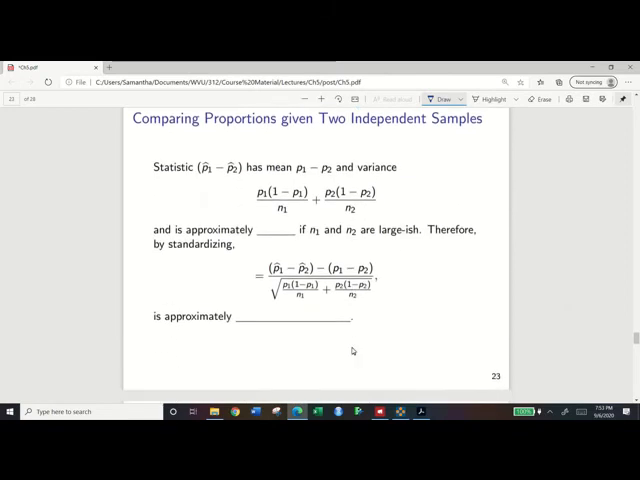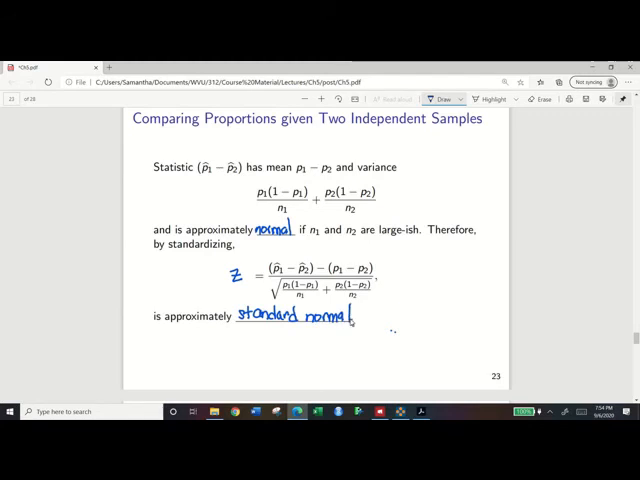So now comes the all-important statistics. The statistic P1 hat minus P2 hat has a mean of P1 minus P2 and a variance of P1 multiplied by 1 minus P1 all over N1, plus P2 multiplied by the quantity of 1 minus P2 all over N2. And it is approximately normal if N1 and N2 are large. So therefore, by standardizing, developing a z-score of the quantity P1 hat minus P2 hat minus the quantity P1 minus P2, all over the square root of our variance, it will follow approximately the standard normal distribution.